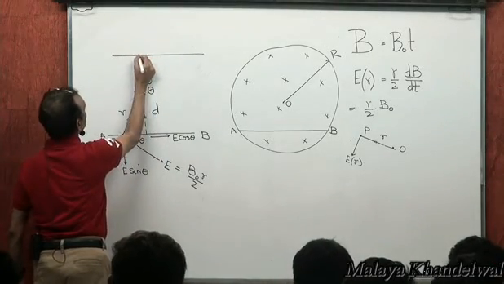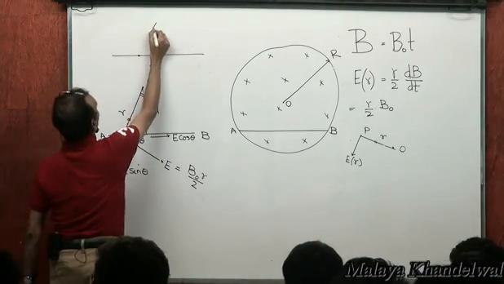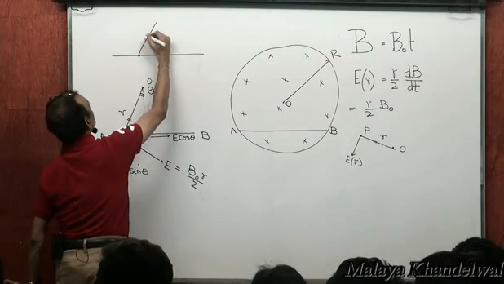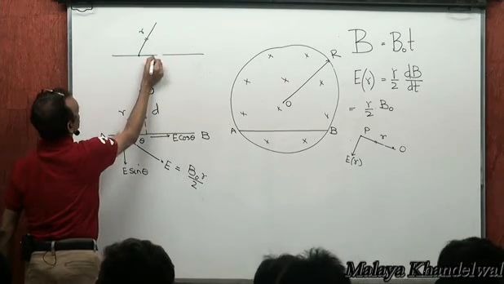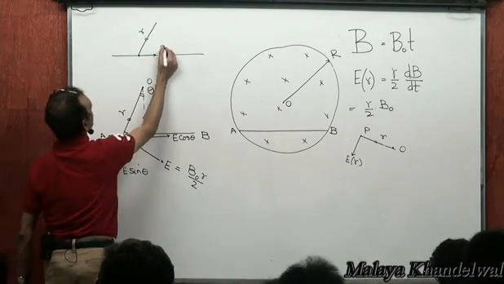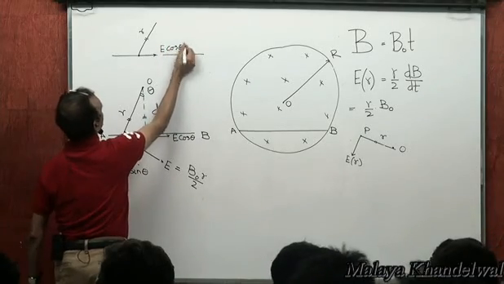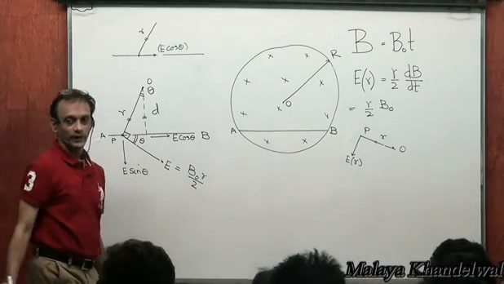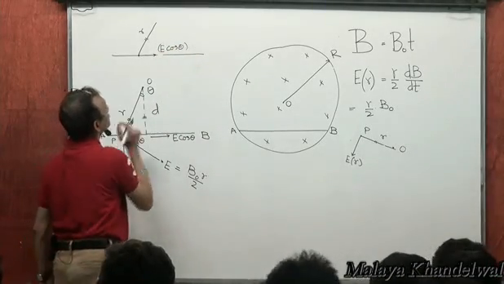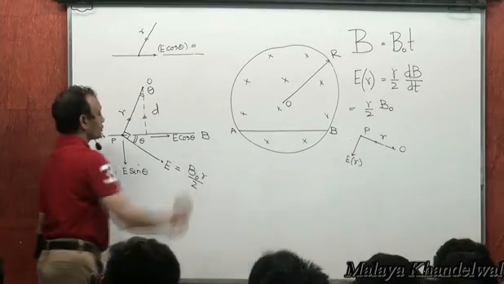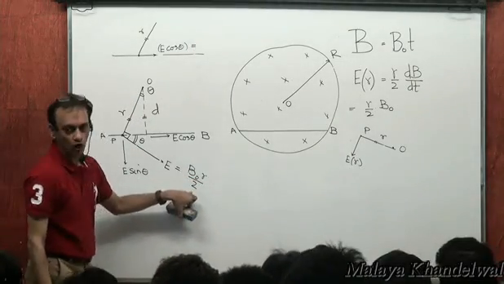Say at a given P, which is at a distance small r, I look at E cos theta. Then what is this E cos theta? It is B naught r by 2 cos theta.